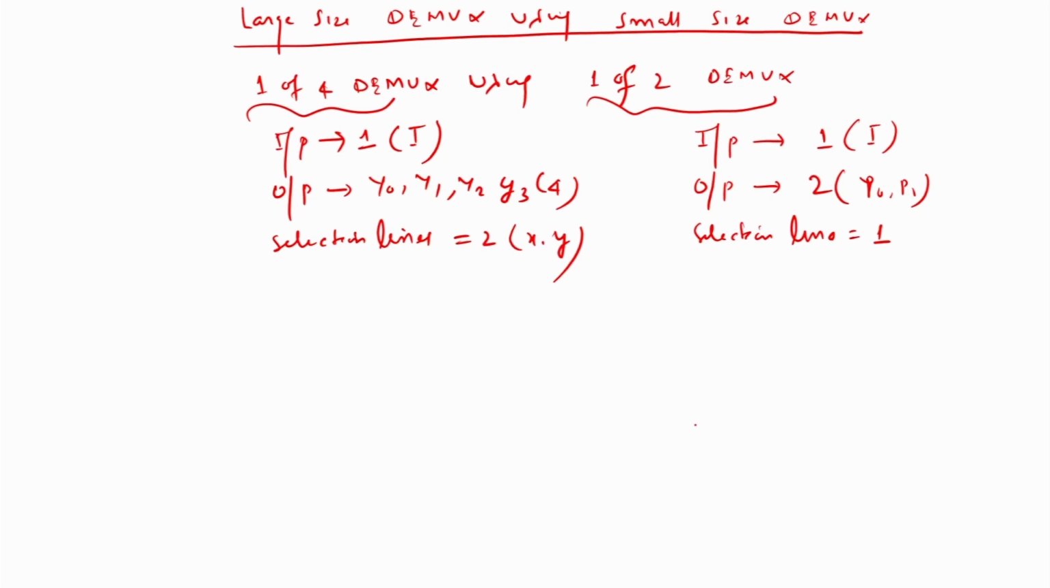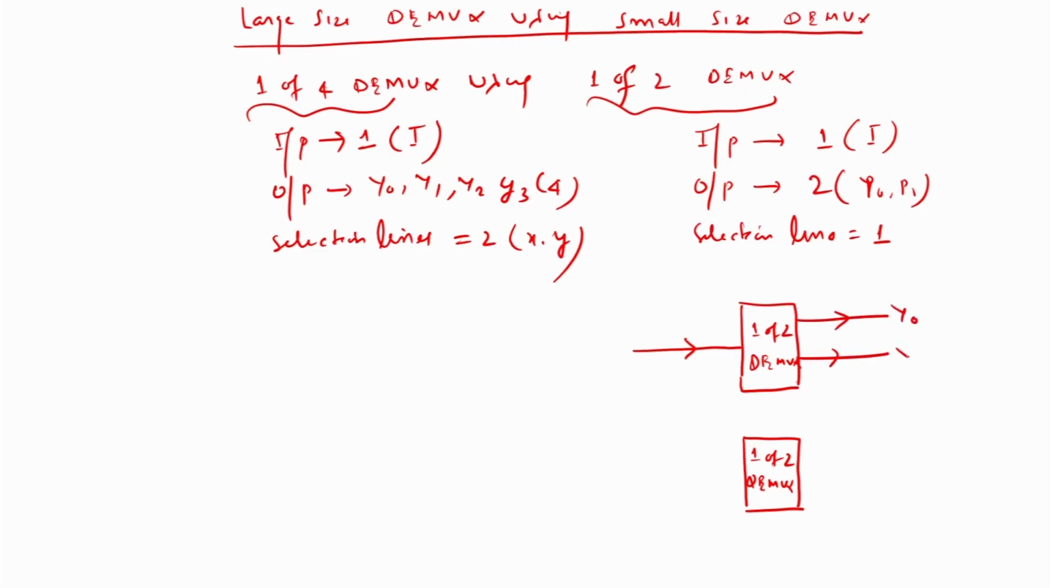Here for representing 4 outputs, how many DMUX of size 1 of 2 are required? Two 1 of 2 DMUX are required. This is one 1 of 2 DMUX. This is also a 1 of 2 DMUX. Here there is a single input line and 2 output lines, named y0, y1, and this one is named y2 and y3.